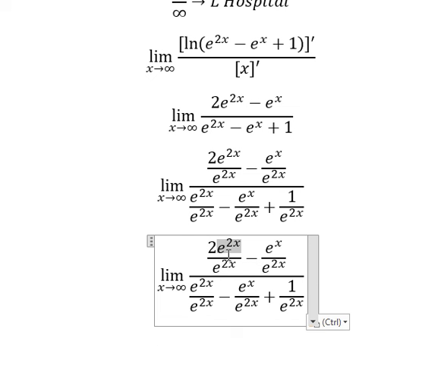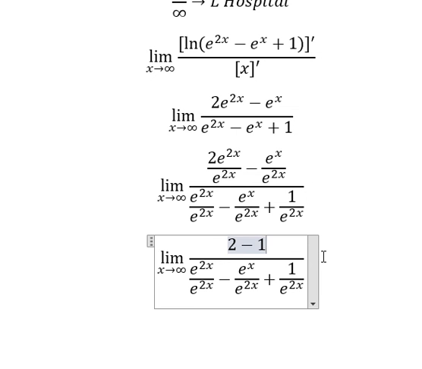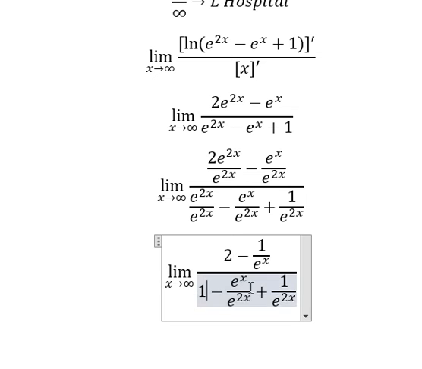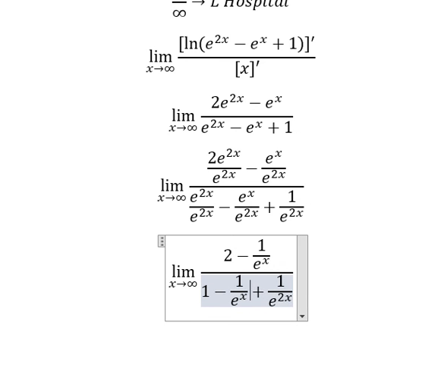So this one divided by this one, so we have number 2. e to the power of s divided by e to the power of 2s, we have 1 over e to the power of s. This one we have number 1. This one we have 1 over e to the power of s.